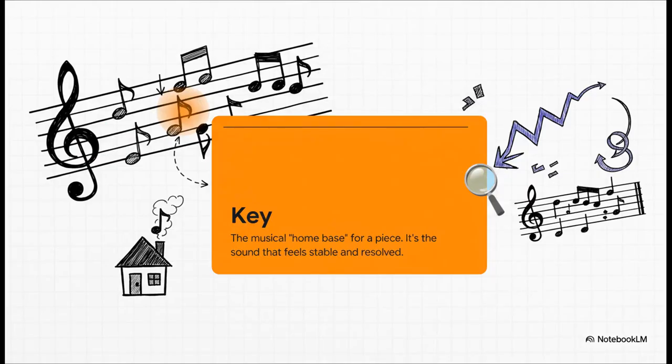So what do I mean by key? Think of it like a home base in a game. It's the musical center of gravity, the sound that feels stable, resolved, like you're back home where you started. So theme 1 establishes this home base. But then, theme 2 shows up in a totally new key. And that right there is the main conflict we need to solve.